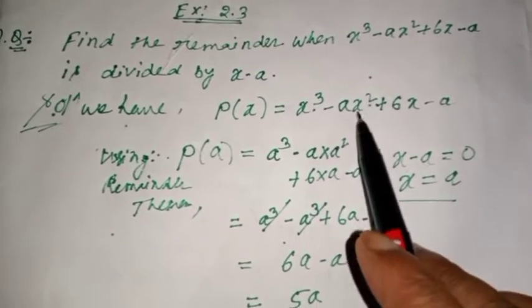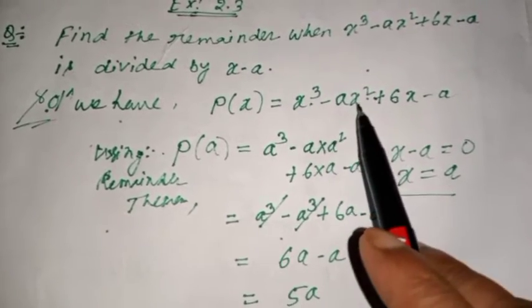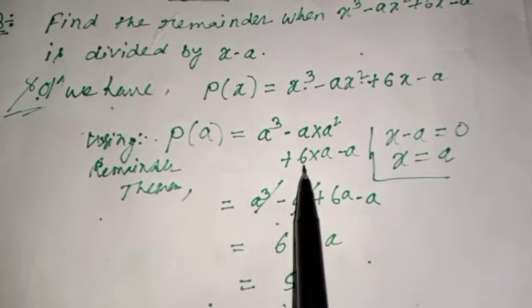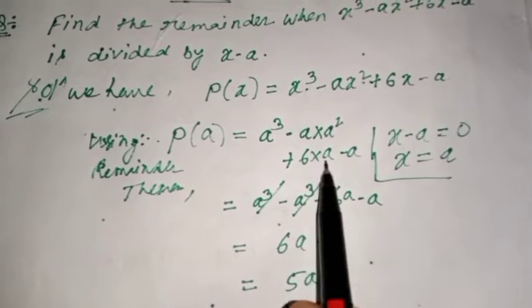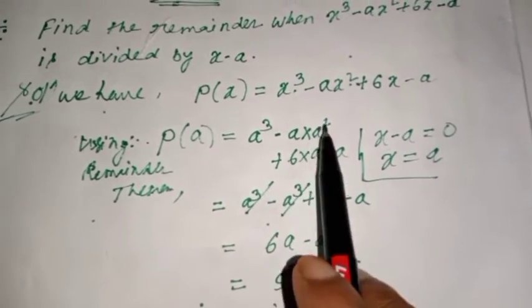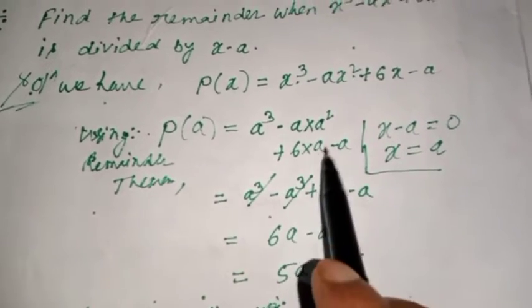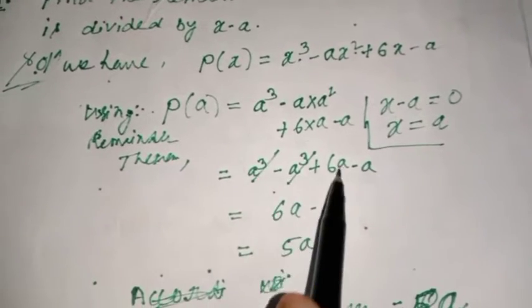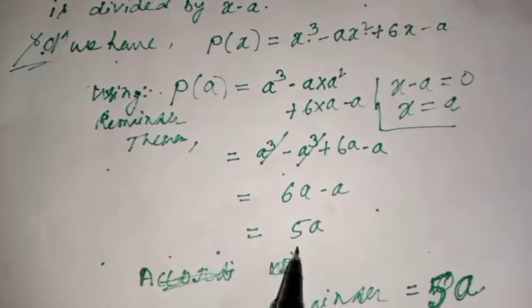Then in the place of x square, you have to write a square, because the value of x you have to replace by a. So a into a square. Then 6 into x, I wrote 6 into a, then minus a. Then a cube, a into a square again a cube, 6 into a, 6a minus a. Minus a cube plus a cube cancel out. And what is left? 6a minus a. And what is left? 5a.